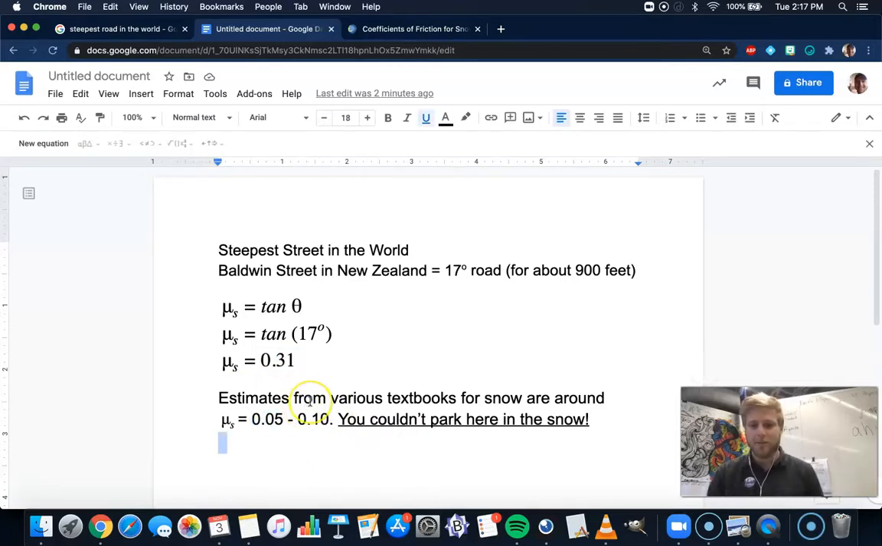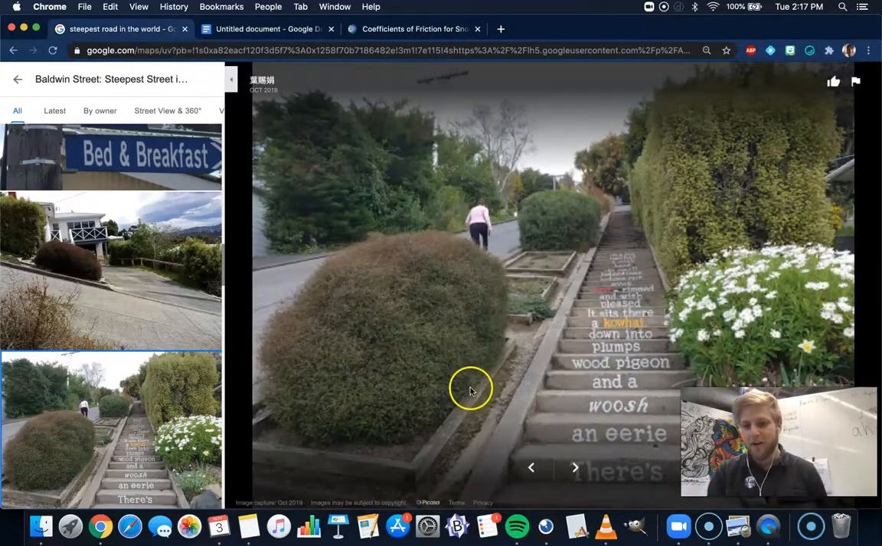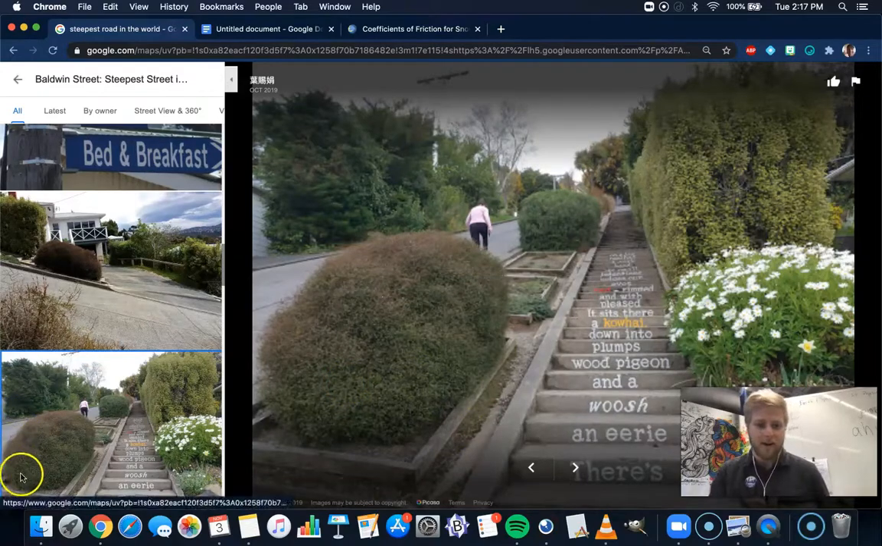If you compare those two numbers, that means that you couldn't park on this street if it snowed. It's very likely also that you couldn't even walk up this street if it was snowing. So I just thought that was a little bit of fun and application of our really great formula.